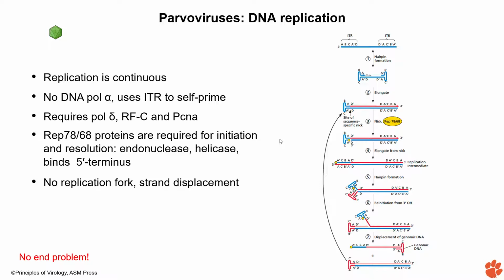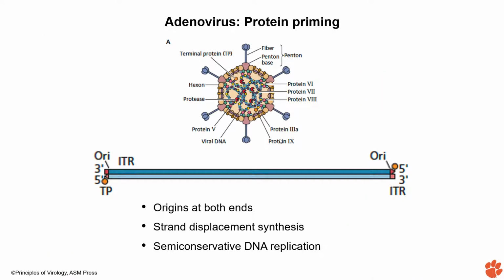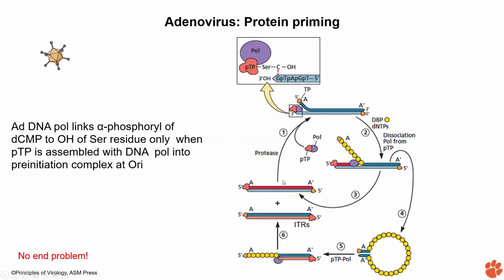Strand displacement. All right, so after that, we are looking at the adenovirus, and this is a protein priming. And the origins are at both ends, and this is also strand displacement synthesis. So we have seen for SV40, it is a covalently closed circular. Then we just saw that it's a single-stranded DNA. Now we are coming into a double-stranded DNA and origin at both ends. And this also is semi-conservative, just like all other.